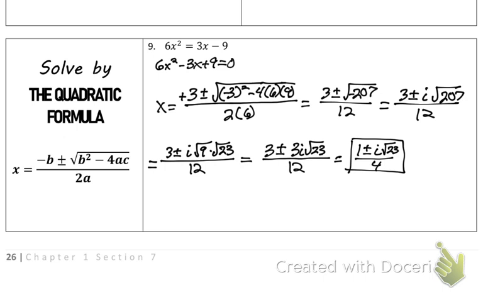So the nice thing about completing the square, if you would have completed the square on this one, you would have jumped straight to 1 over 4 plus or minus i square root of 23 over 4. It would have just worked out in a more simplistic way. You wouldn't have had to simplify everything, because completing the square automatically keeps things simple as it goes.